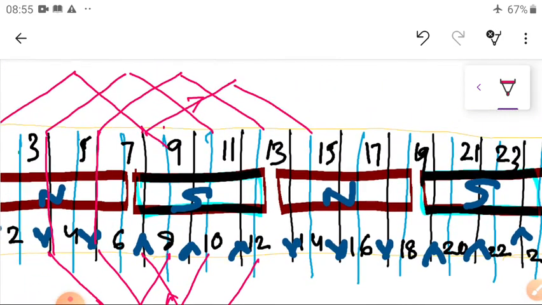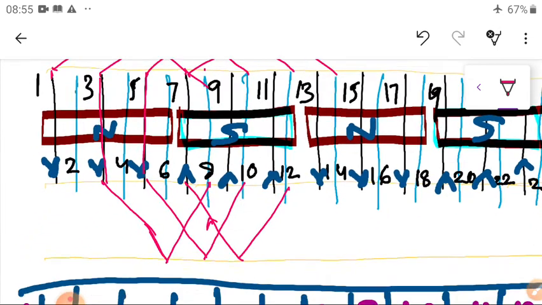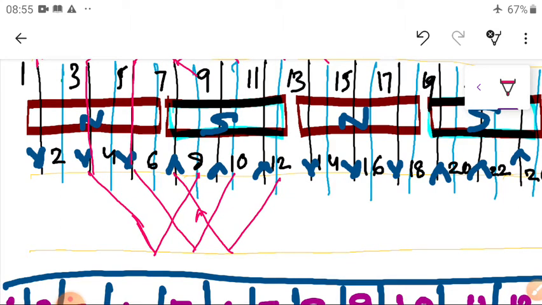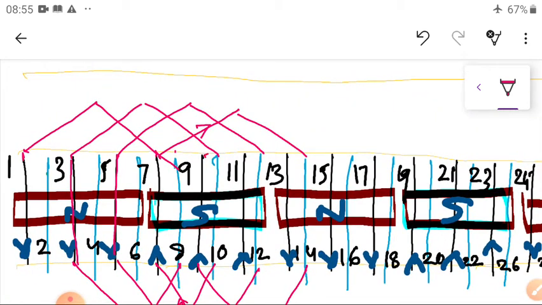Okay, now what is the conductor? It is connected to the 14th. Now the 14th is connected to the 9th. This is the 14th connected to the 9th. Where is the 9th? This is the 9th. Okay, we are going to connect it.